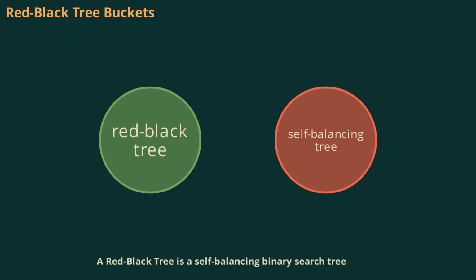A red-black tree is a self-balancing binary search tree. When a bucket is treeified, entries are organized in this structure, allowing for faster searches, insertions, and deletions. The time complexity for these operations becomes O(log n), which is much better than the O(n) of a linked list when many entries are present.